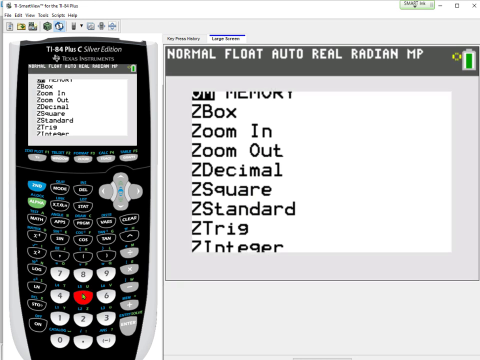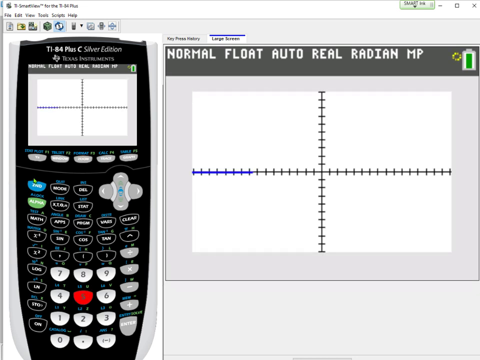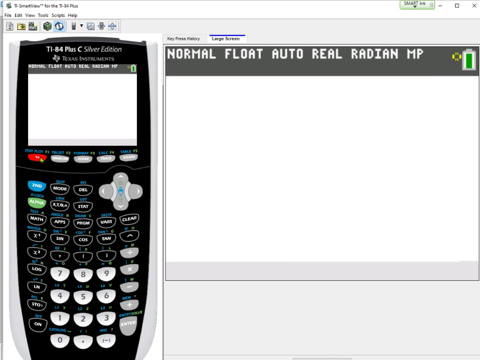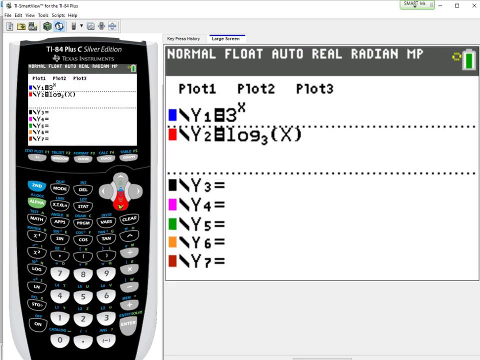Was it already in square mode? Come on! No. I don't want to do that. I don't want to stop it.